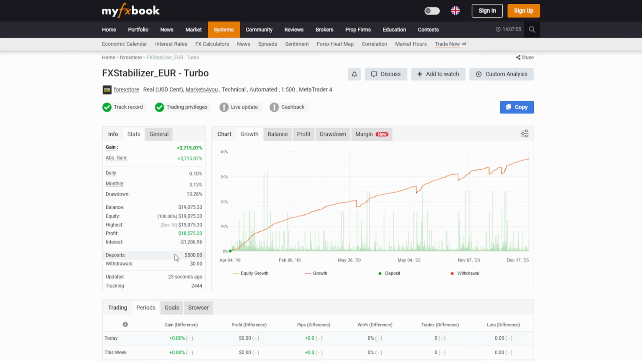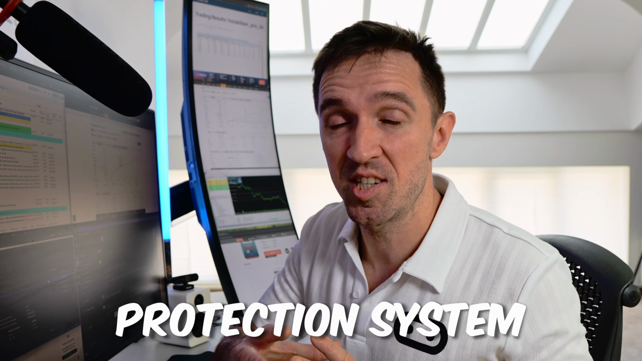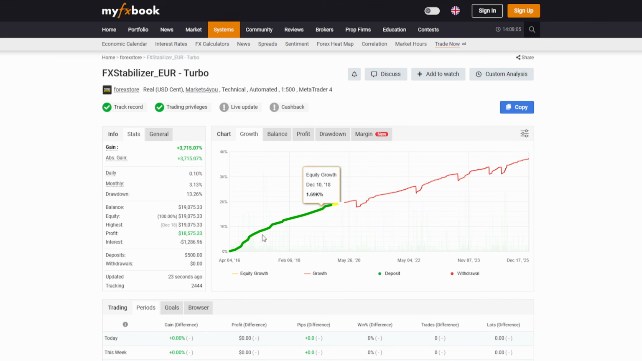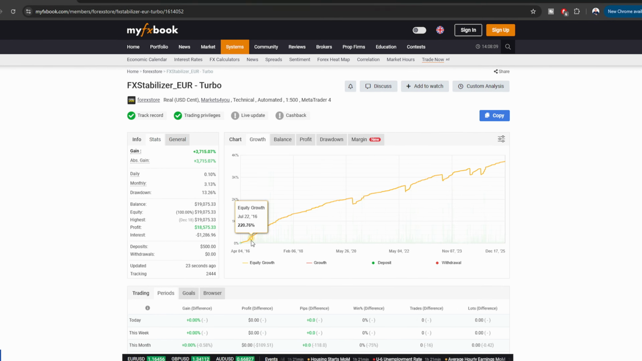And if I show the vendor's track record, you will see something very similar. This is actually for the euro dollar, but it's the same protection system that applies to all of the currencies. So this one started in 2016.